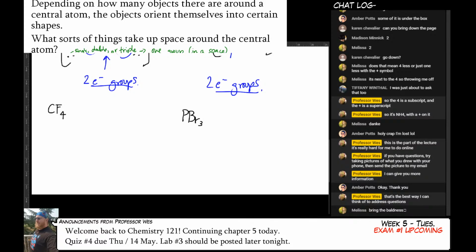All right, how are we doing? How do we do on CF4 and PBr3?